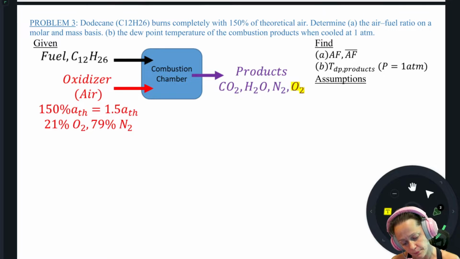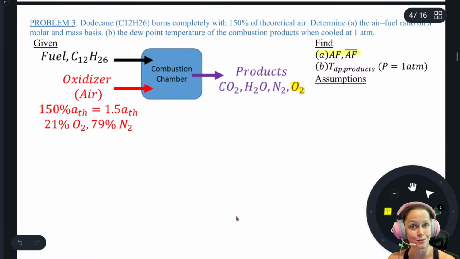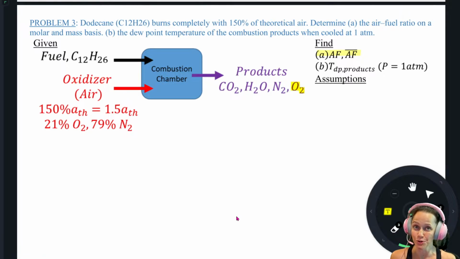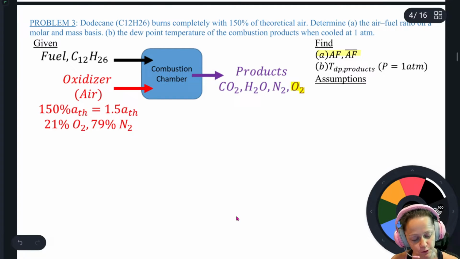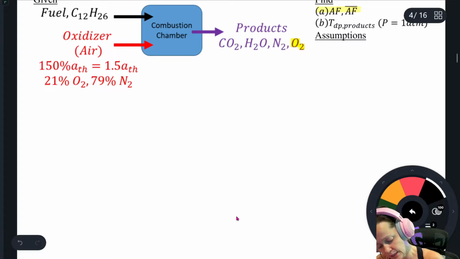The air-fuel ratio is just what it sounds like. It's the ratio of dry air to fuel, looking on the reactant side. So clearly, I'm going to need to know the balanced chemical equation here. That is the first thing I'm going to do: get my balanced equation.